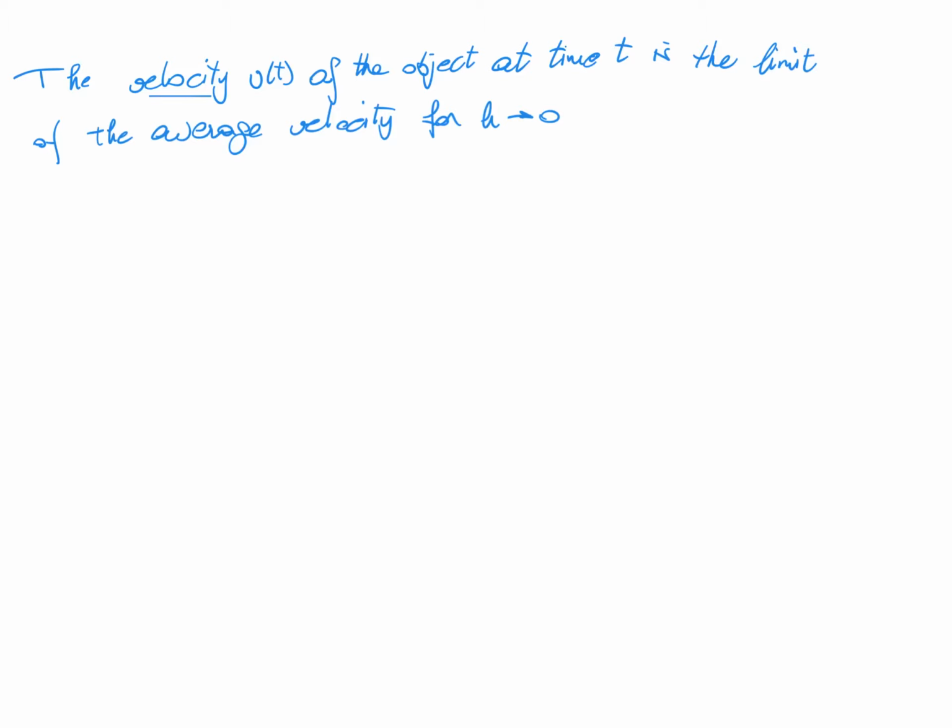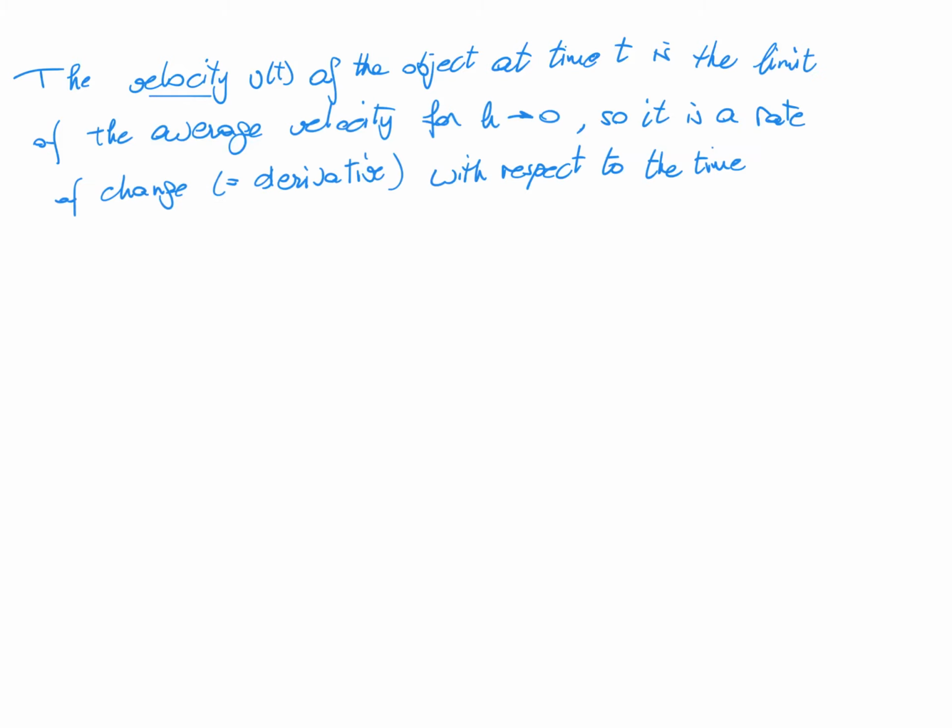But usually we are not interested in an average velocity, but in a velocity at a certain time point. So the velocity v of t of the object at a fixed time t is basically the limit of the average velocity if my h goes to 0. So if my interval becomes just a single point. So the velocity v of t at time t is the limit of the average velocity for h going to 0. So it is the rate of change or the derivative with respect to the time. So v of t is dx/dt, the derivative with respect to t, or it is x prime evaluated at the moment t.